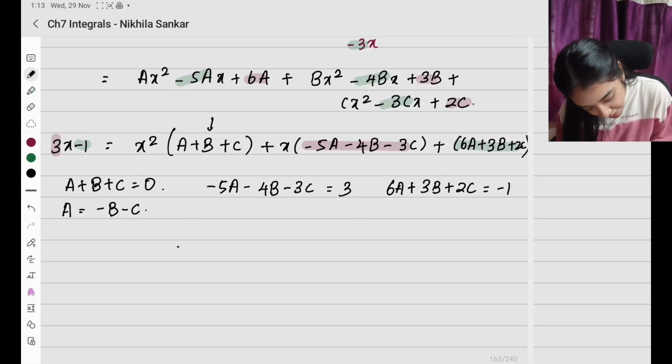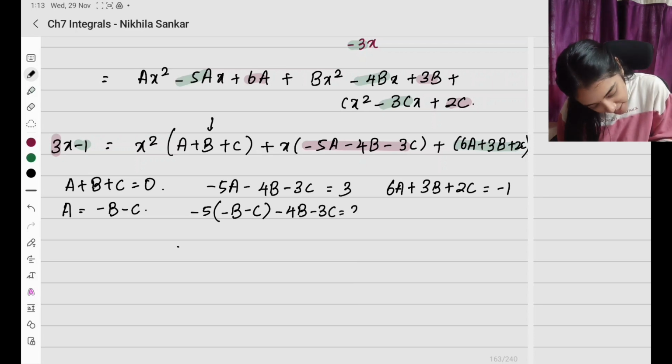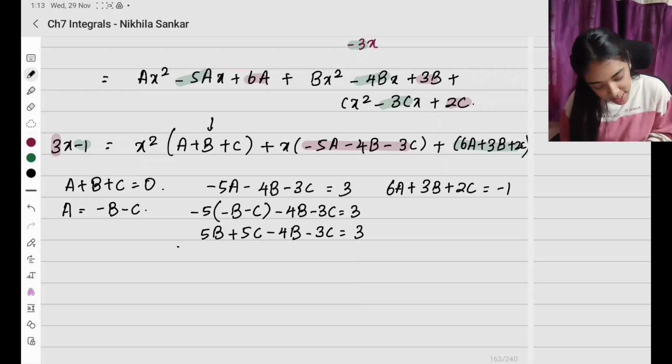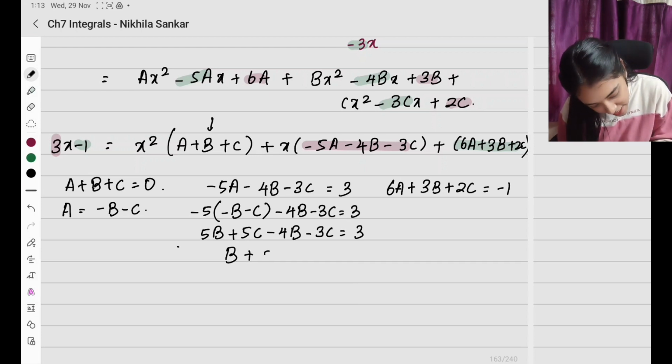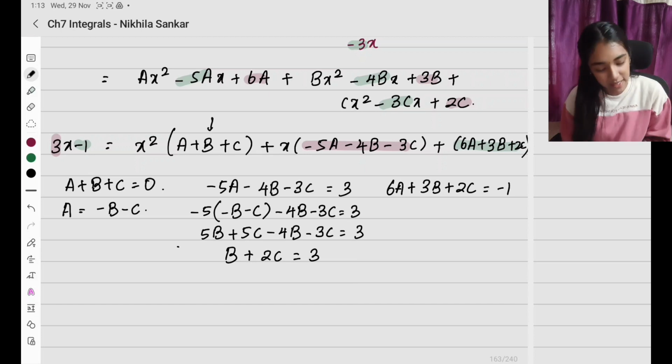So here I have minus 5 times, instead of a, minus b minus c. Everything else is the same. Minus 4b minus 3c equals 3. So when I multiply, I have 5b plus 5c minus 4b minus 3c equals 3. If I simplify this, 5b minus 4b is going to be b. 5c minus 3c is going to be plus 2c equals 3. So this is one equation.